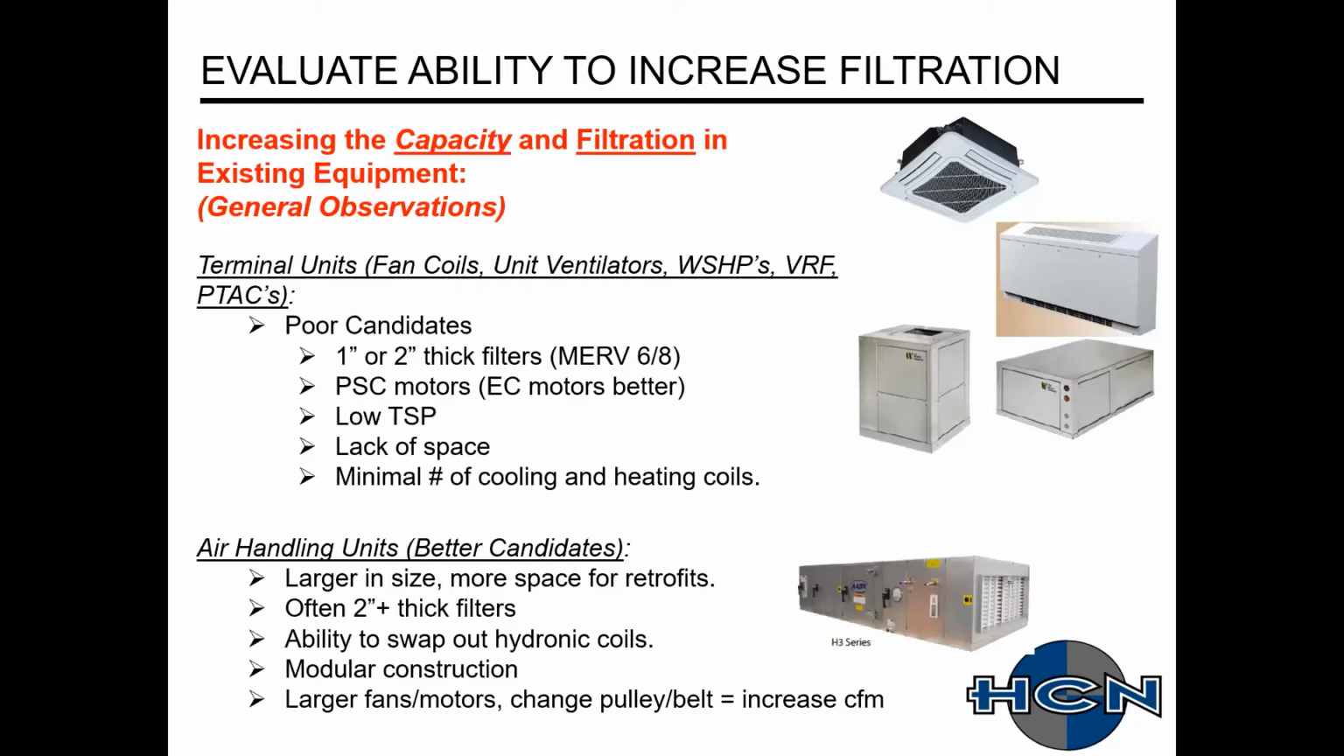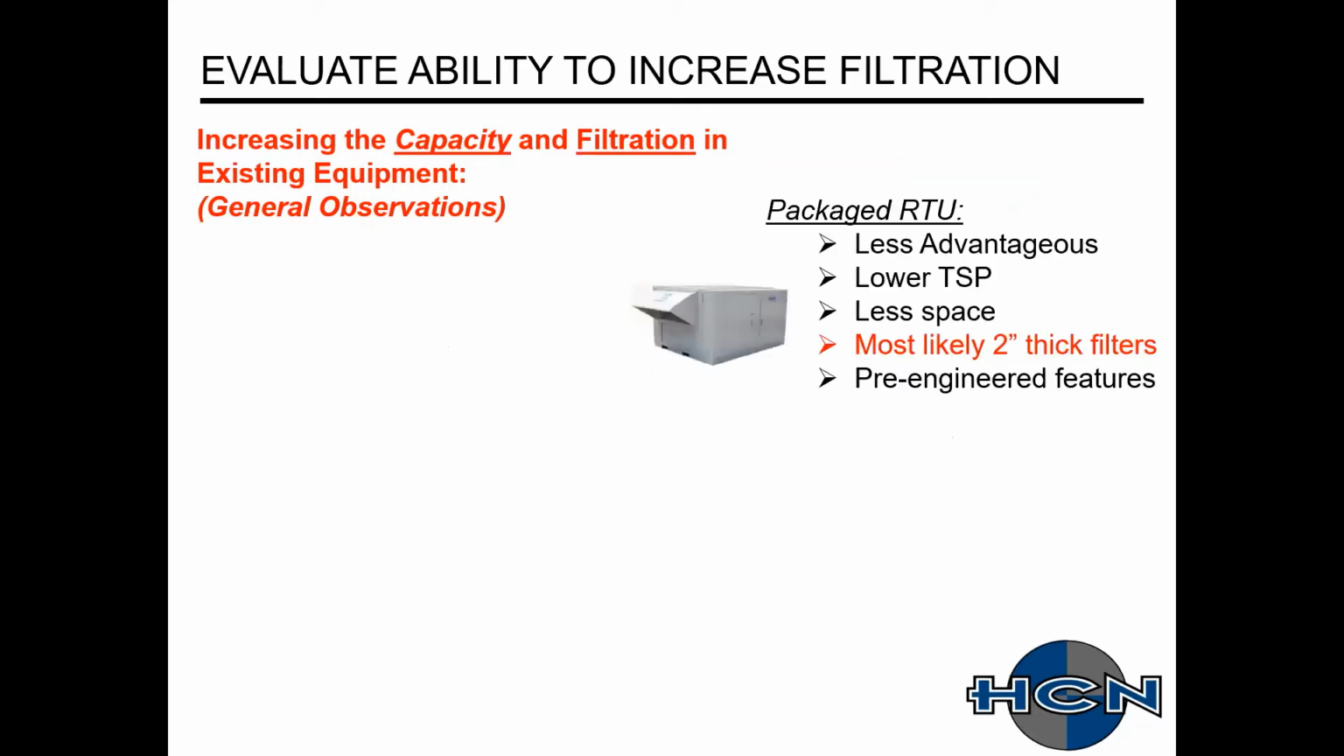A little bit better candidate would be a central station air handling unit. Typically they're larger in size, they have more space inside of them. Oftentimes they already have filters that are greater than 2 inches in depth. You have the ability to swap out coils. They're modular construction, so maybe you can take out a section and put in a bigger section, and also, once again, fan motors are generally larger, so you have a better opportunity to effectively change something.